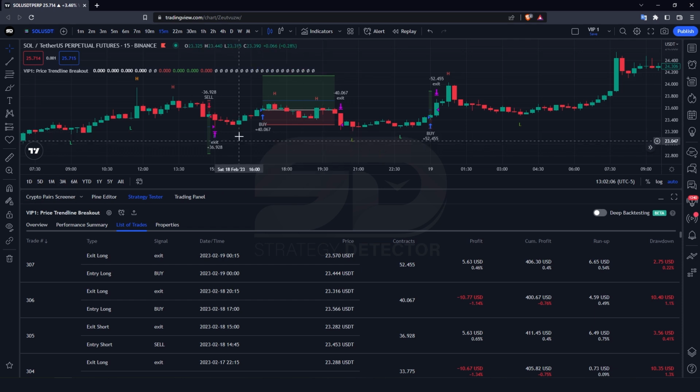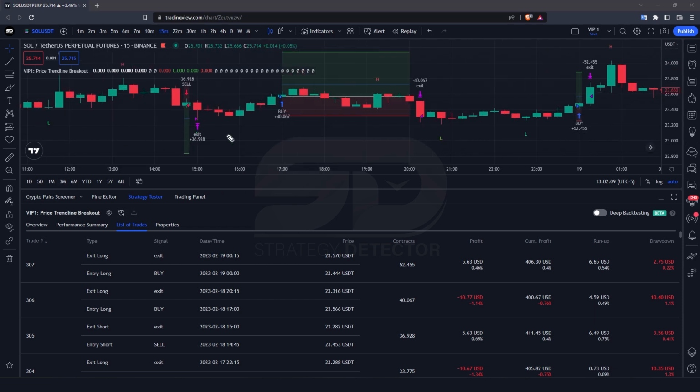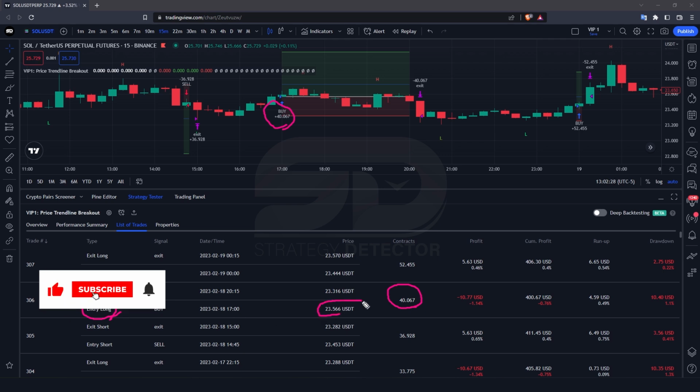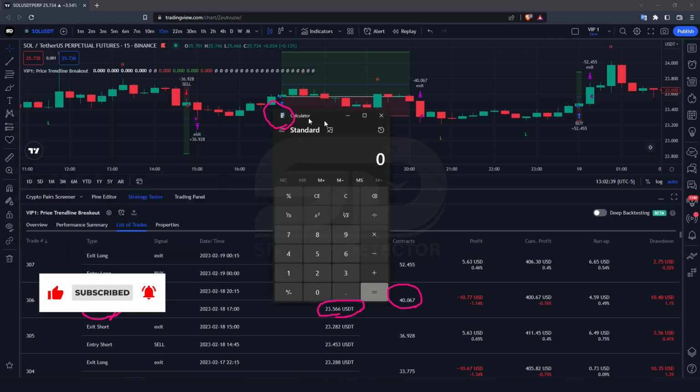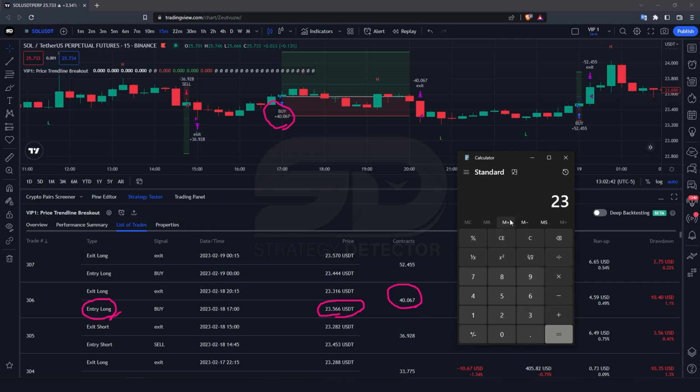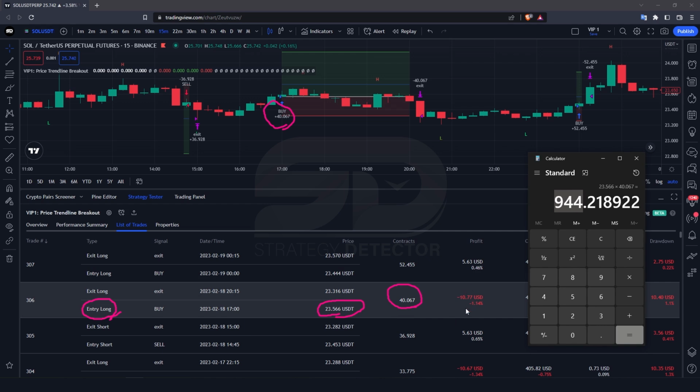Now let's see which size is taken for this position. Here it entered the position with 40 Solana. You can also see here, it means the size of our position is 40 Solana. Our entry price for this long position was 23.566. Okay, let's calculate this. 23.566 multiplied by 40.067 equals this. Okay, with $944, it entered this position, then stopped and lost 1% of our money.